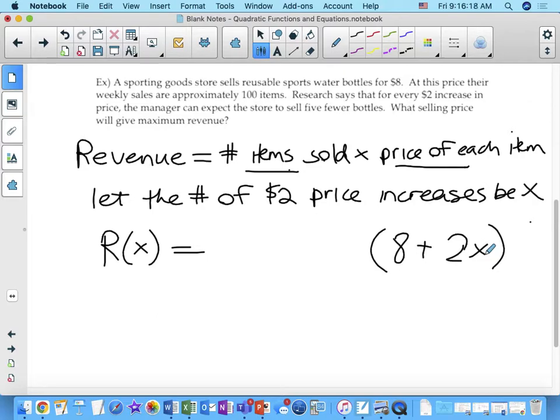So if x is 10, if I do 10 price increases, that means I've increased the price by $20, because each increase is $2, and the total price would be $28. Okay? Now every time I do a price increase, the number of items sold goes down by 5. So if I did 1 price increase, how many items sold would I have?